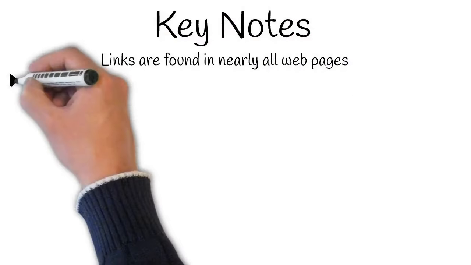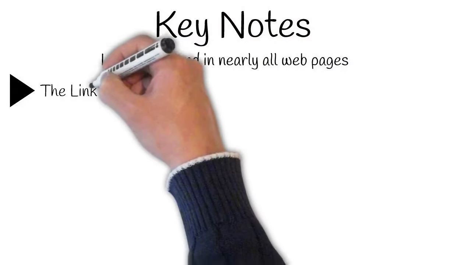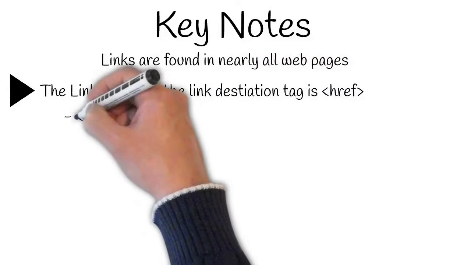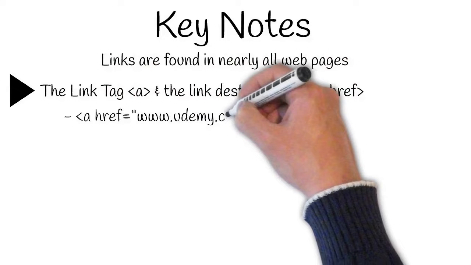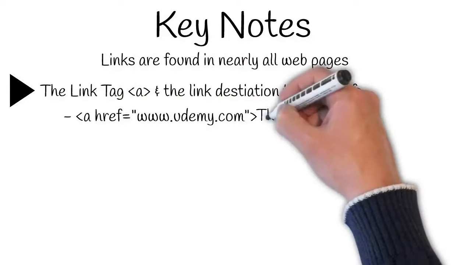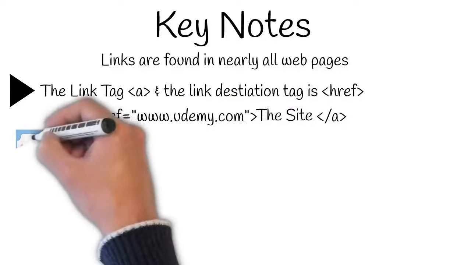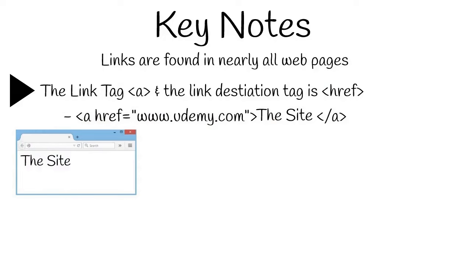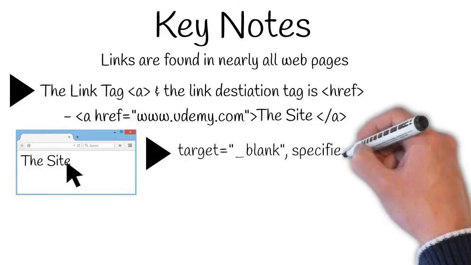So key note. Links are found in nearly all web pages, and all web pages are constructed by HTML. Now the link tag is A, and the link destination attribute is href. Now you put those together, you got href, then you put in the website, like udemy.com, and then after you put the site. Now the site text is how it shows up on the website. So you see the words, the site, and it's clickable. You can click on it, and it takes you to that destination link of www.udemy.com as an example.